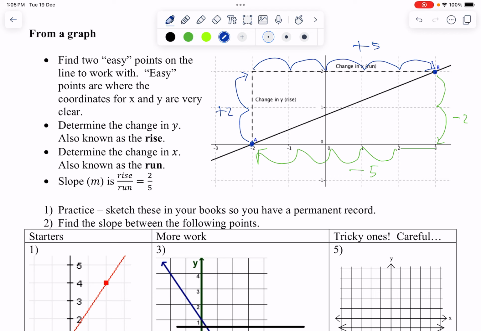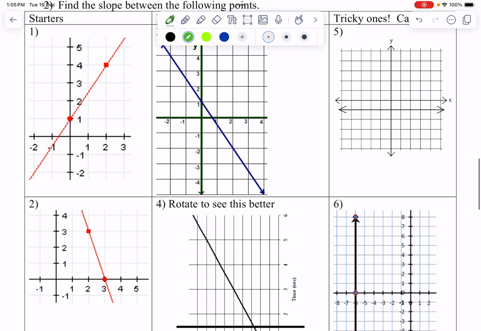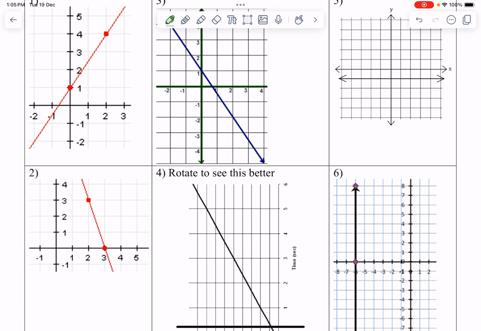So if we want to find the gradient now, if you do it from A to B, your gradient is going to be vertical step over horizontal step, positive 2 over positive 5, 2 over 5. And then if you want to do from B to A, your gradient is going to be negative 2 over negative 5, which is still positive result 2 over 5. So it is consistent. So you can try here also some of those questions yourself.